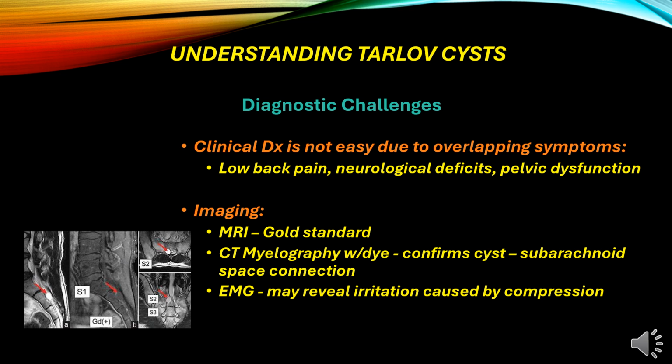MRI, number one, is the gold standard for identifying these cysts. They show thin-walled, fluid-filled structures with the same signal intensity as CSF, or cerebrospinal fluid. A CT myelography also will confirm communication between the cysts and a subarachnoid space. And lastly, electromyography, or EMG, which may reveal some nerve root irritation or a dysfunction caused by a compression of a nerve.